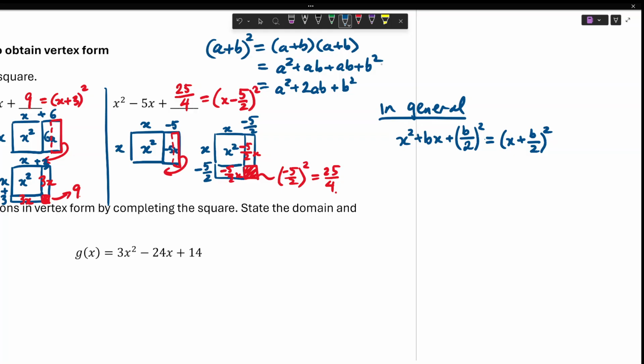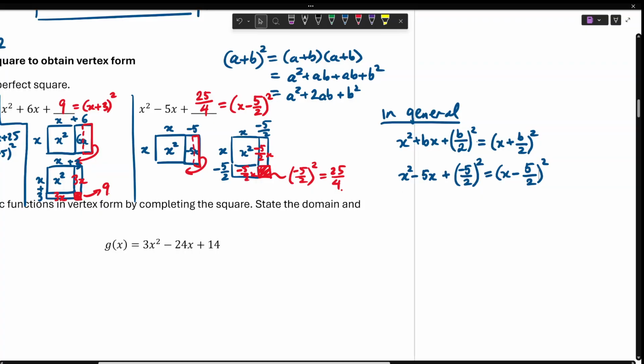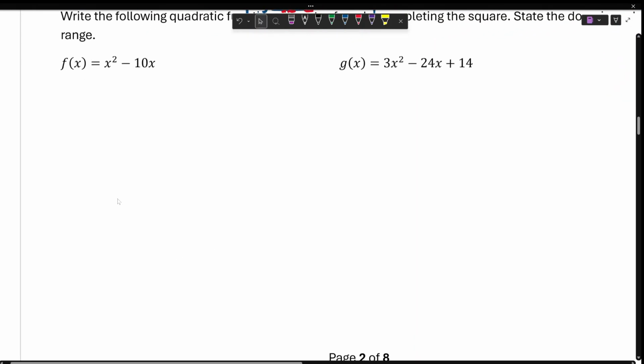So if you want to do the last example that way, we're going to take the middle term, which is negative 5, cut in half, negative 5 over 2, square it, and that is actually equal to x minus 5 over 2 squared. Now let's apply this to turn some quadratic functions into vertex form.